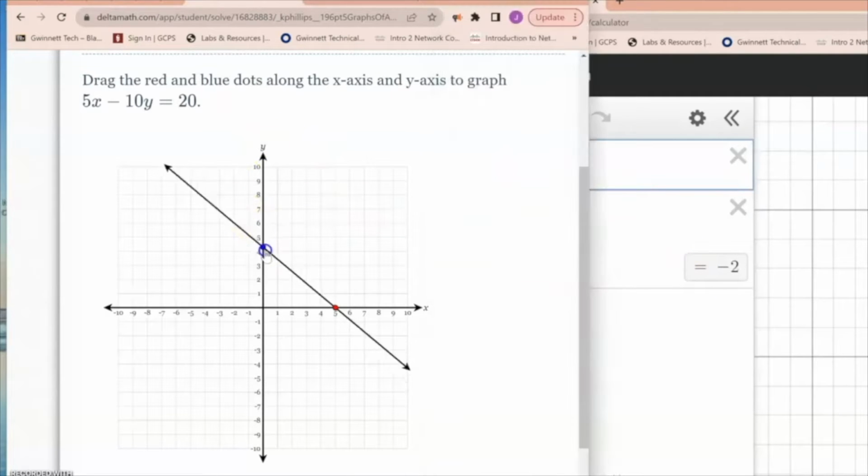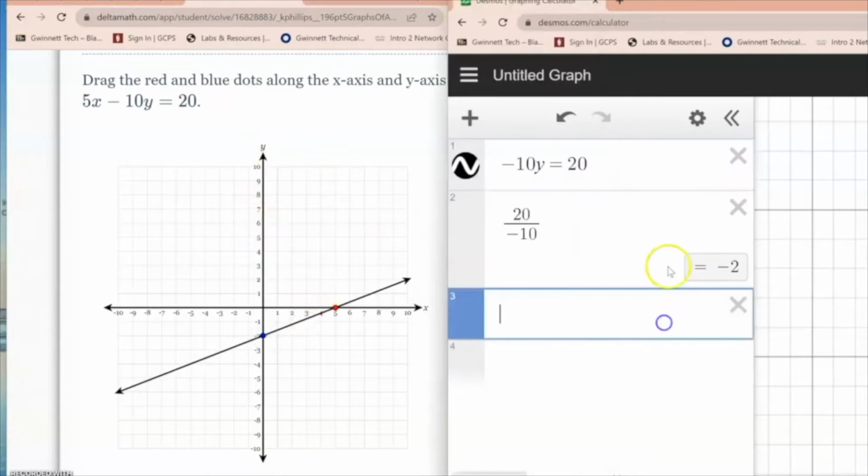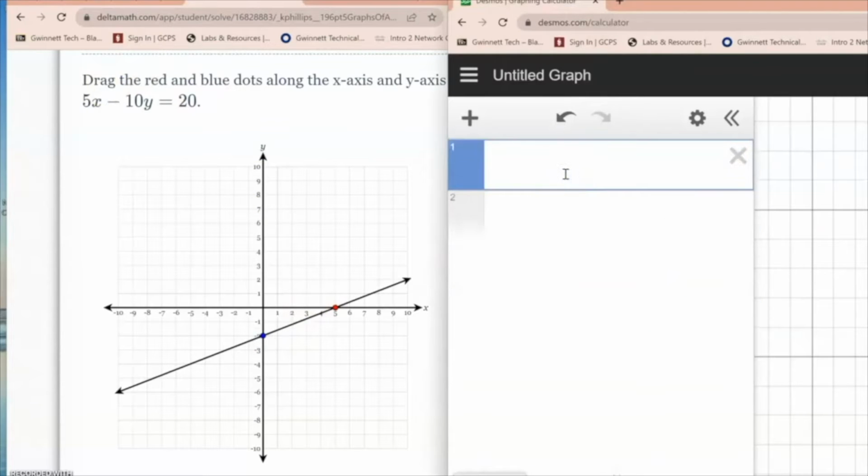My y value is -2. And be careful to drag it as close as you can. I'm going to repeat the same thing this time for x. So here's the question twice.